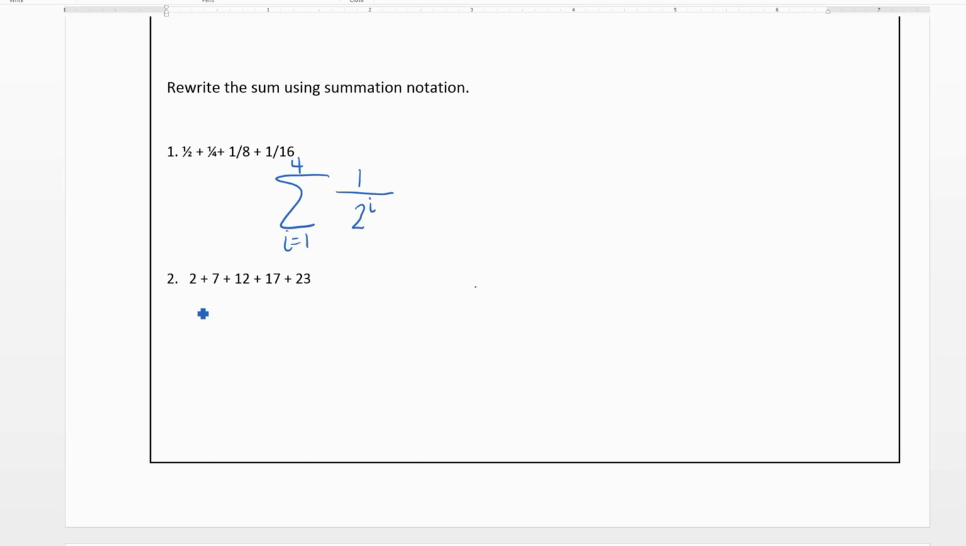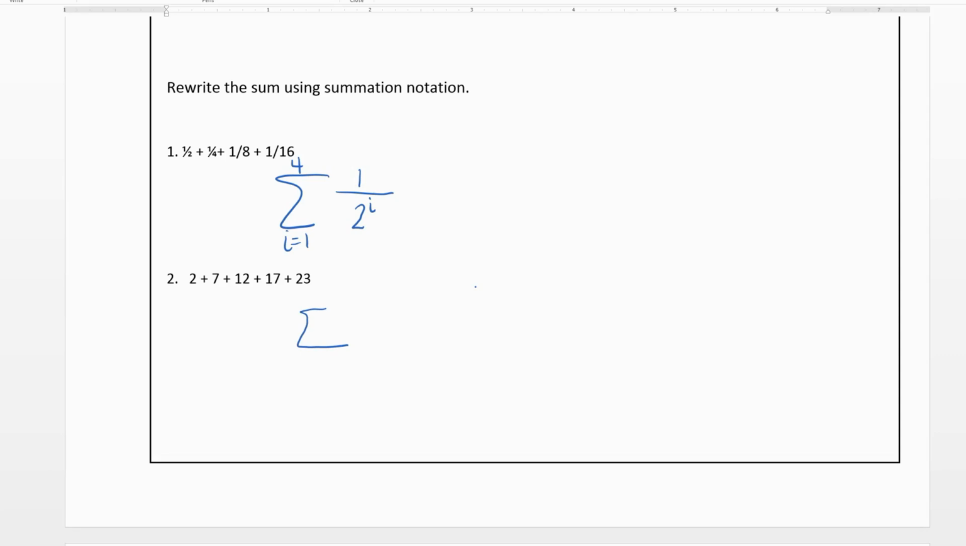Now here we're starting with 2, and notice what we're doing is we're adding 5 each time. This is actually called an arithmetic series when you're adding the same value each time, and we'll learn about those.